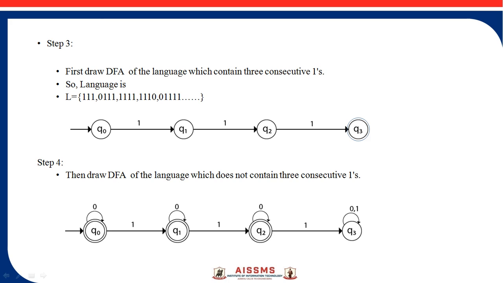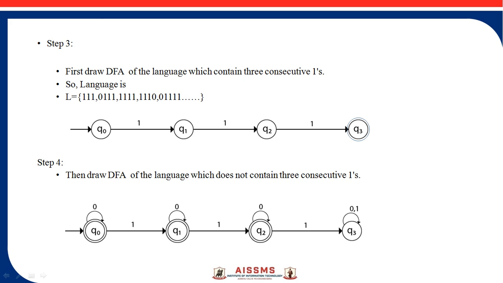In this example, we first draw the DFA for those strings which have three consecutive ones. The language can be 111, 0111, 1111, and so on. It means we have to first draw the DFA for the smallest string, that is 111, and the length of the string is 3. So we require 4 states for this DFA.